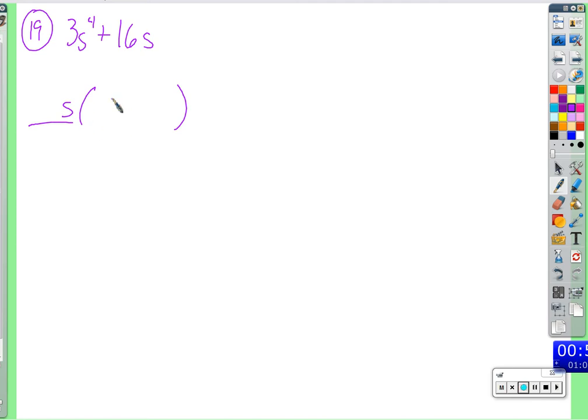So what does that leave here? S times what? 3s to the third plus what? It's the number 16. S times 16 gives us the 16x. Sometimes there are no number factors in common. Sometimes there's just nothing in common. There's nothing you can factor out. It's always a good idea to check. Before you start factoring into two sets of parentheses, always check and see if there's something you can factor out. Like step number one of factoring, I would say.